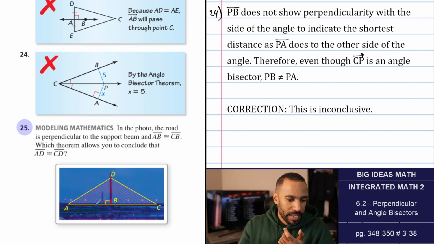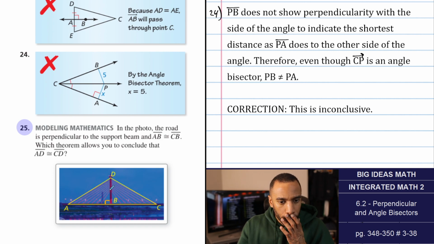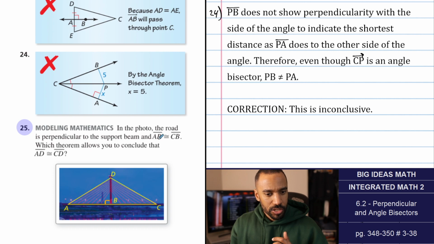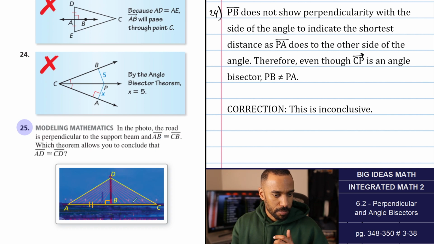The road is perpendicular to the support beam. And segment AB is congruent to segment CB. Once again, they don't mark that. I guess it's up to us to mark. I don't know why I'm doing 2 marks, but that's okay.